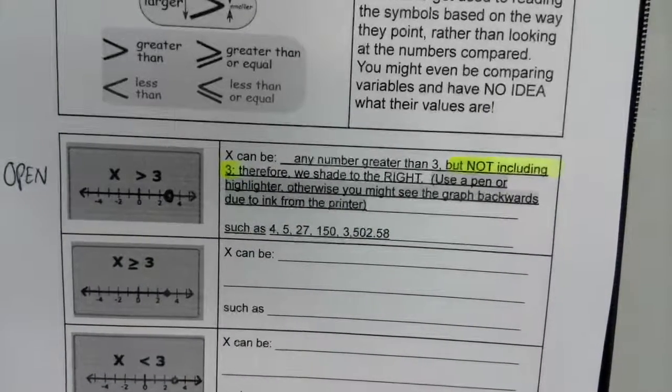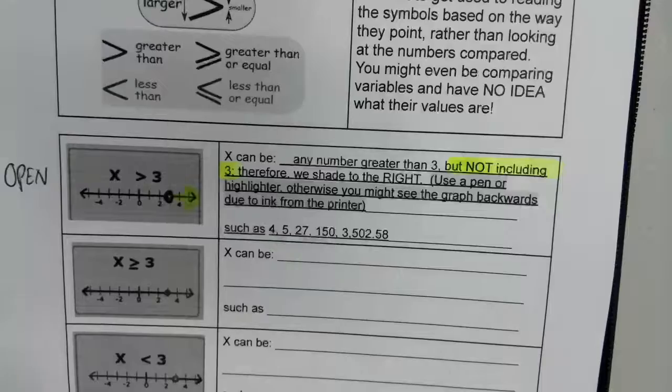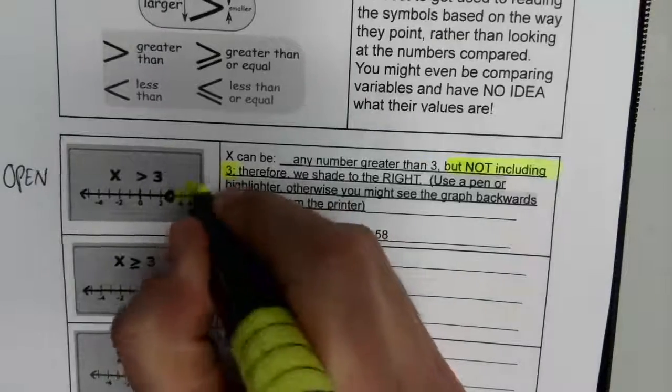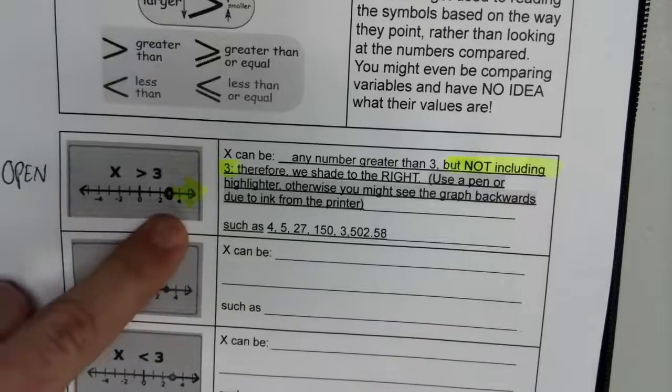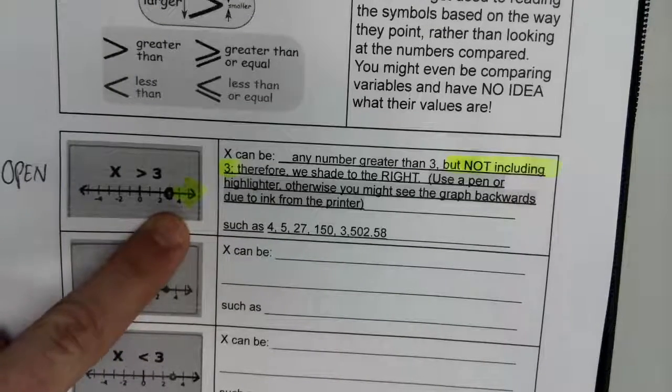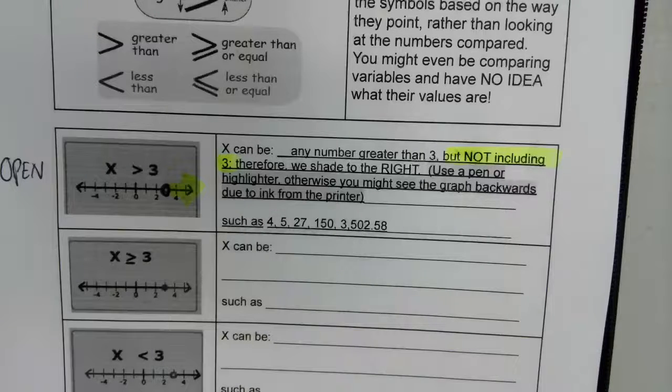Now, to contrast that, also, here's what I want to make sure. I put the shading over here, okay? So if you have a highlighter or something, or maybe a red pen, make sure you see that the shading is to the right because the number 4 is to the right and it's greater than 3. Okay? 4, 5, 27, 3,500, 2.58. Again, any number that is greater than 3.